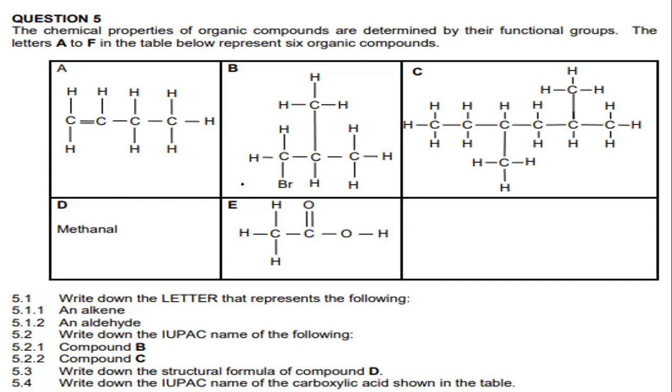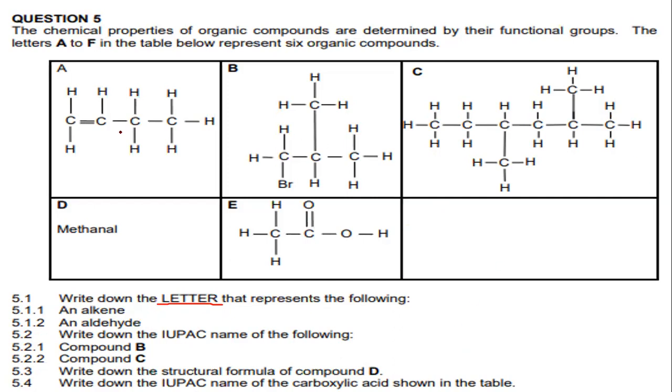I just want us to go to the questions. We are required to write down the letter that represents the following. Now, there you've been given an instruction. You need to write down the letter all together that represents the following. 5.1.1, it must represent an alkene. So which molecule is an alkene there?